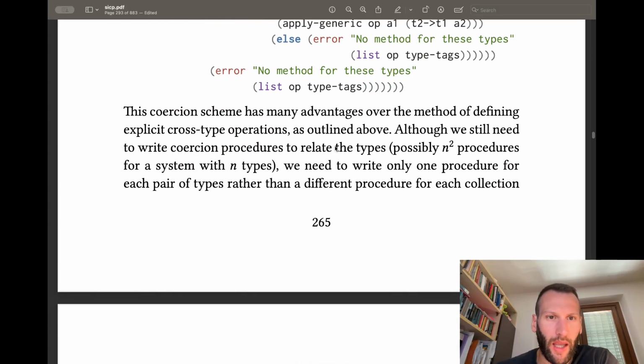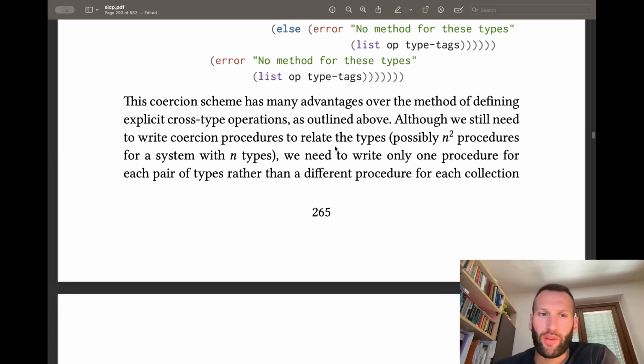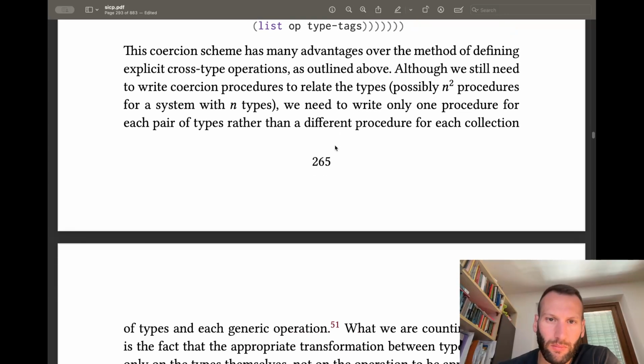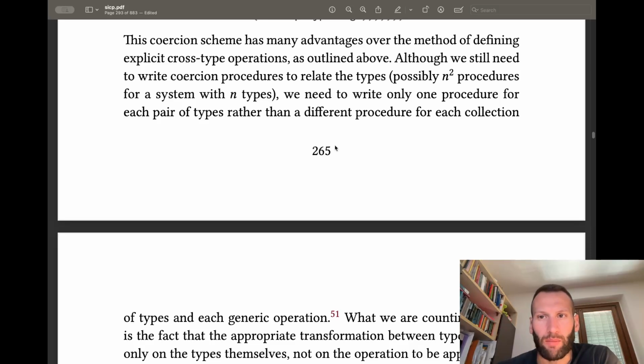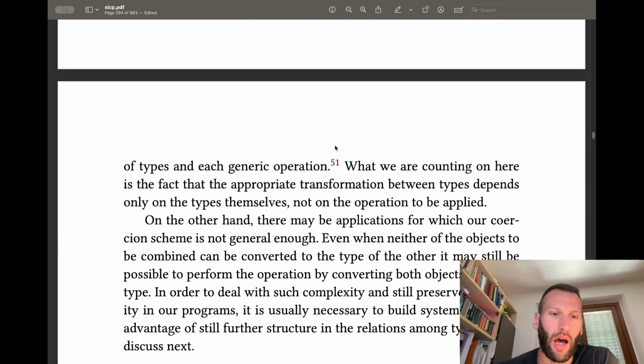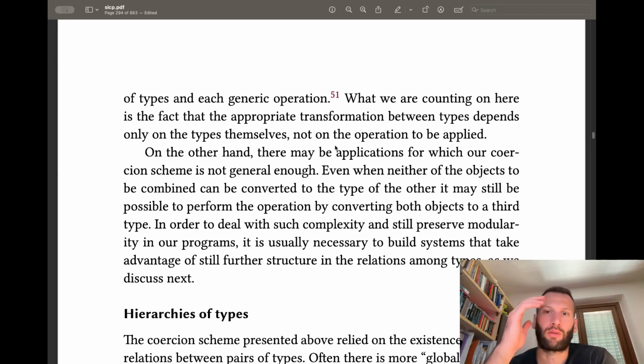This coercion scheme has many advantages over the method of defining explicit cross-type operations as outlined above. Although we still need to write coercion procedures to relate the types, possibly n-square procedures for a system with n types, we need to write only one procedure for each pair of types rather than a different procedure for each collection of types and each generic operation. What we are counting on here is the fact that the appropriate transformation between types depends only on the types themselves, not on the operation to be applied.